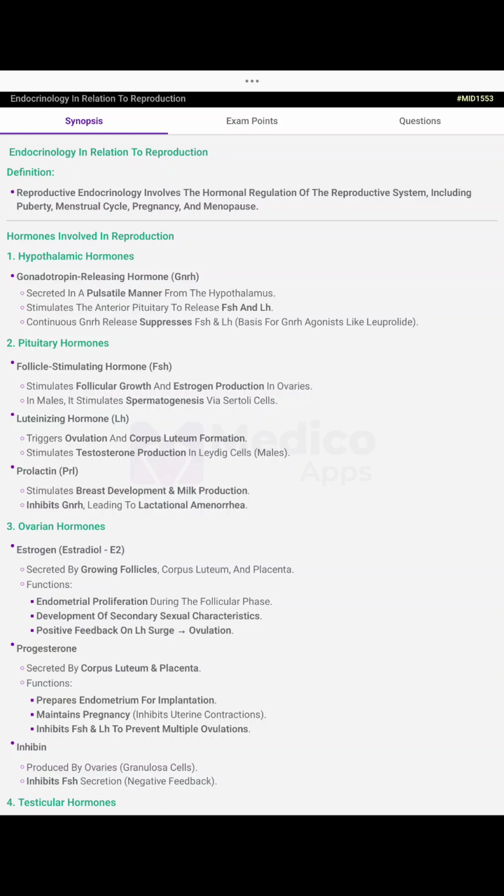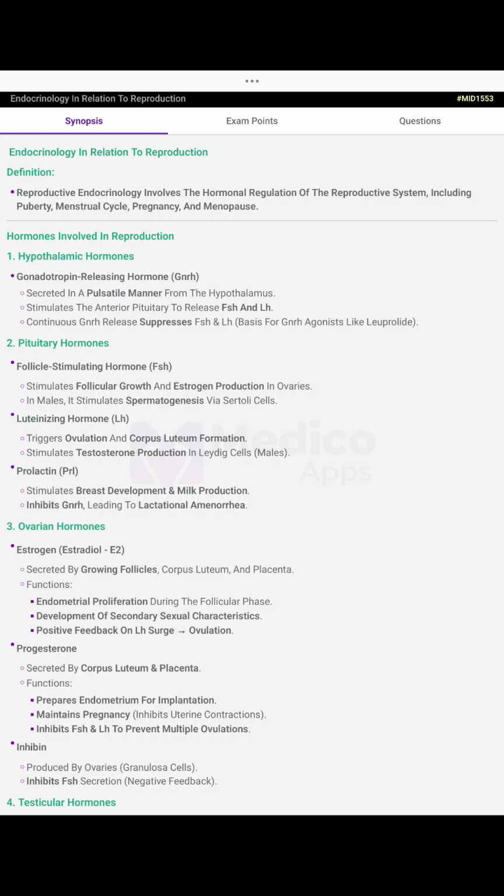Hypothalamic hormones: gonadotropin-releasing hormone, GnRH, secreted in a pulsatile manner from the hypothalamus, stimulates the anterior pituitary to release FSH and LH. Continuous GnRH release suppresses FSH and LH, the basis for GnRH analogs like leuprolide.